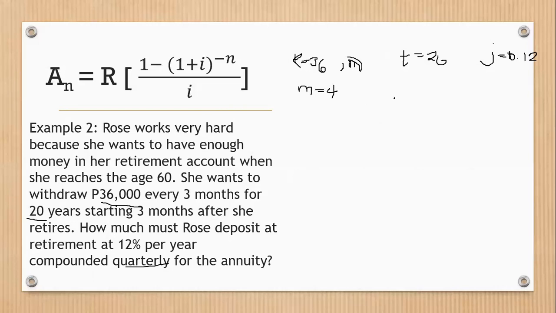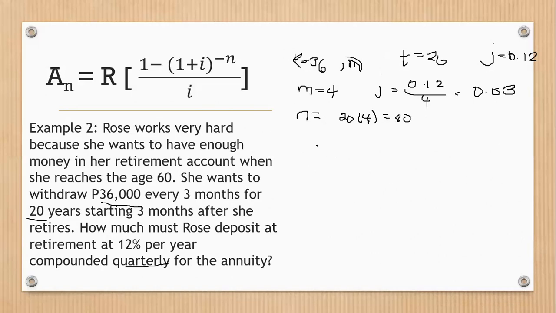Since quarterly, pag annually po, 1. Pag semi-annually is 2, monthly is 12, and quarterly is 4. Okay, so we can solve for our i, which is equal to j, 0.12, over m, which is 4. So 0.12 divided by 4 gives 0.03. So our i is 0.03. Then our n, which is 4 multiplied by 20, we have 80.